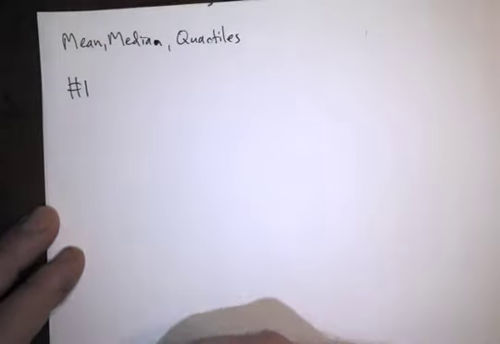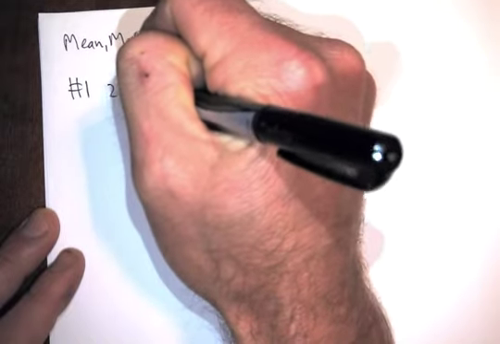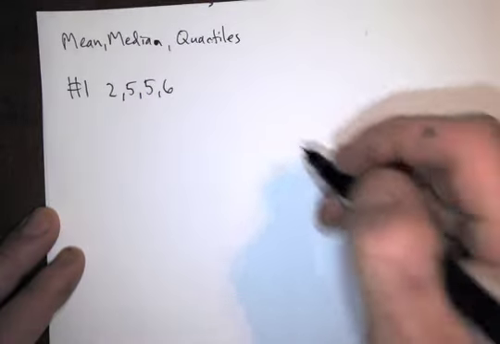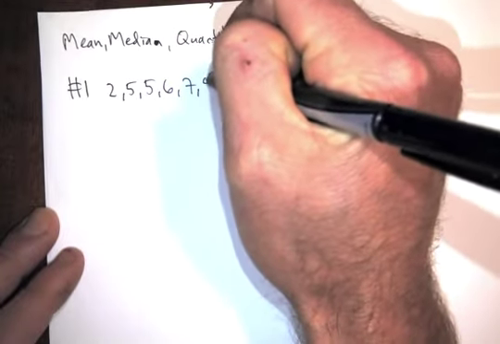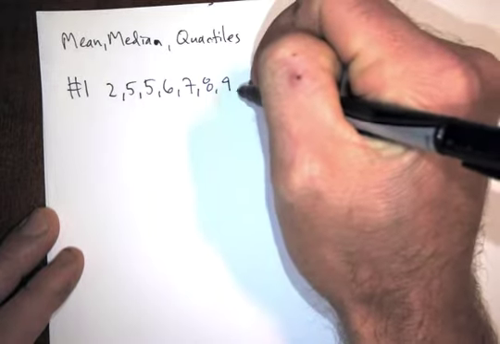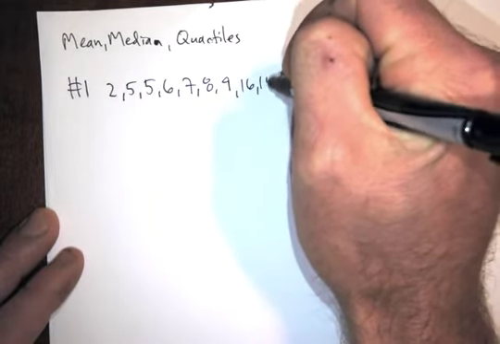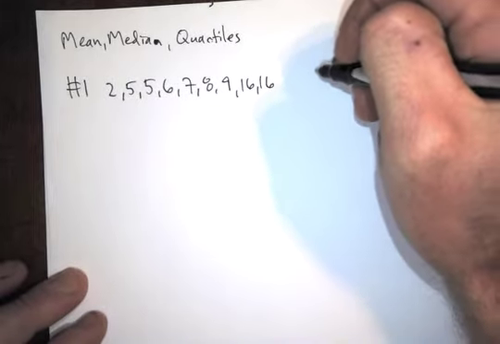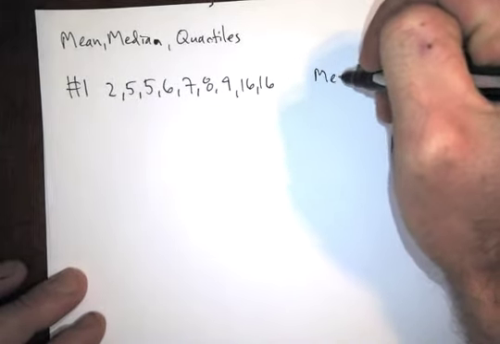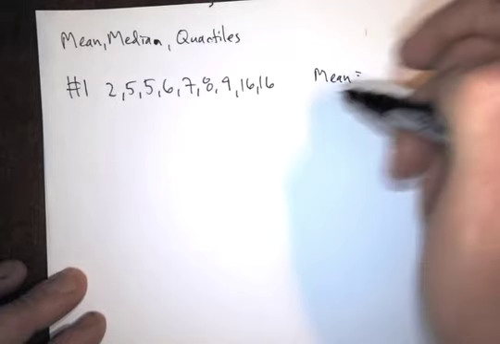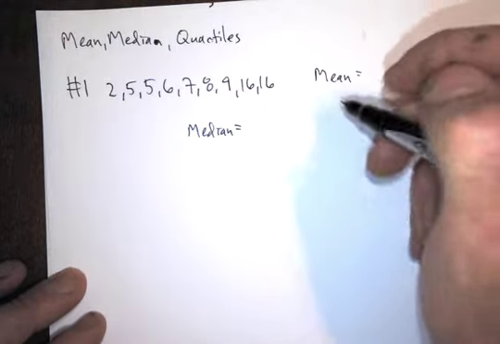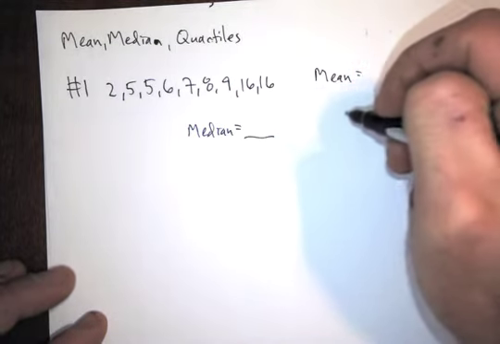So number one, you're always going to have a list of data you're dealing with. You do want to write it out in order from least to greatest. Okay, this one is already in order. So might be points scored in a game, might be anything. It's some list of data, and it'll say, okay, find the mean, and also find your median, and it'll say find your quartiles.